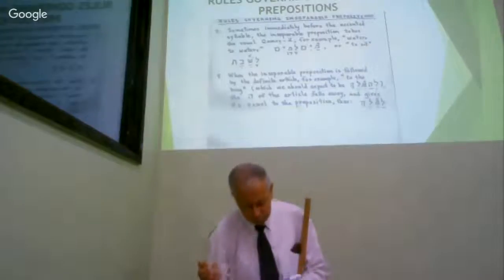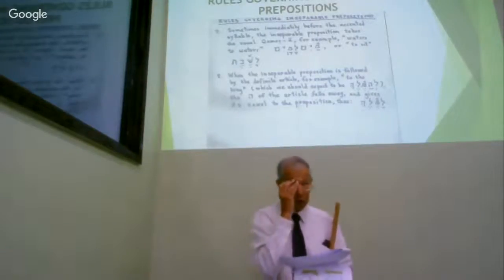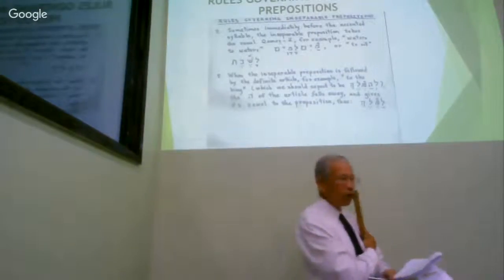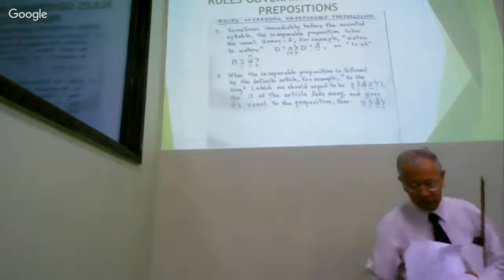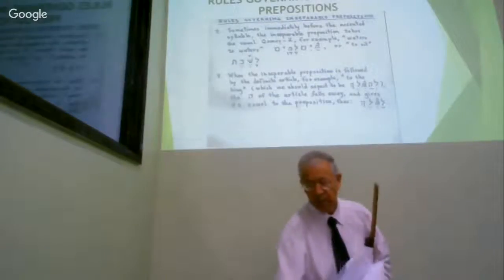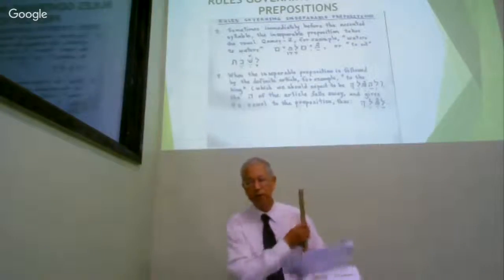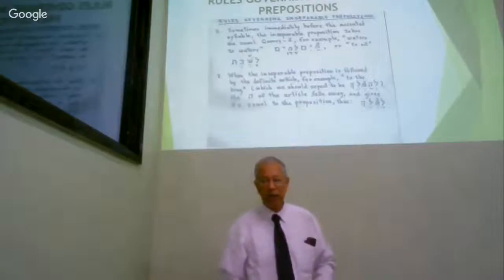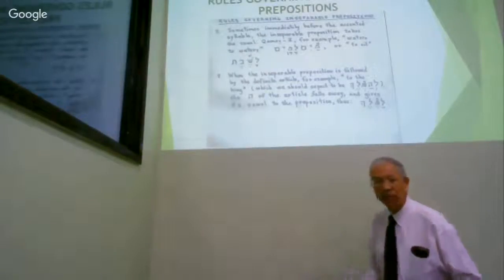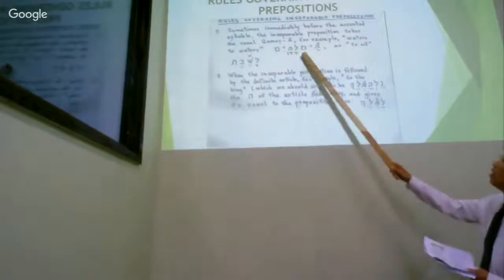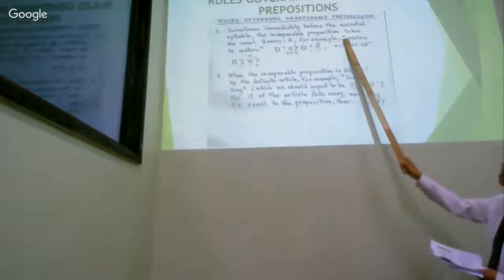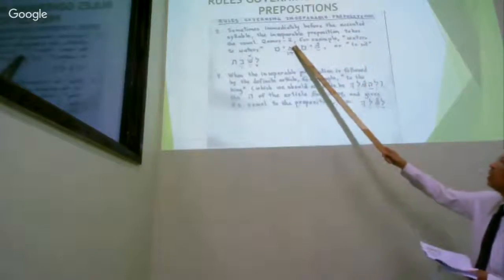All right, this is rule number 7. You don't have to know this one either for your exam. Let me go through it. Number 7. Sometimes immediately before the accented syllable, the inseparable preposition takes the vowel qamets.